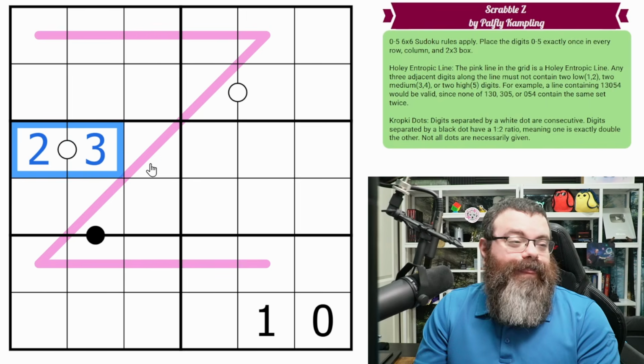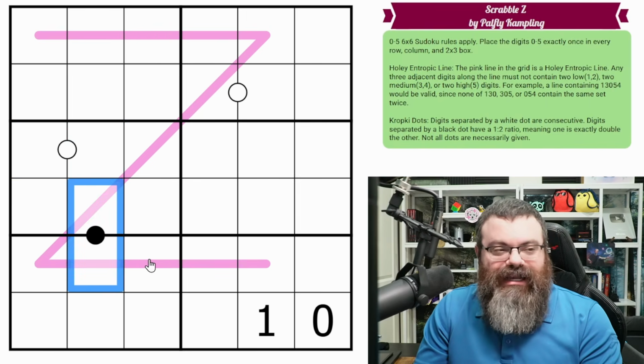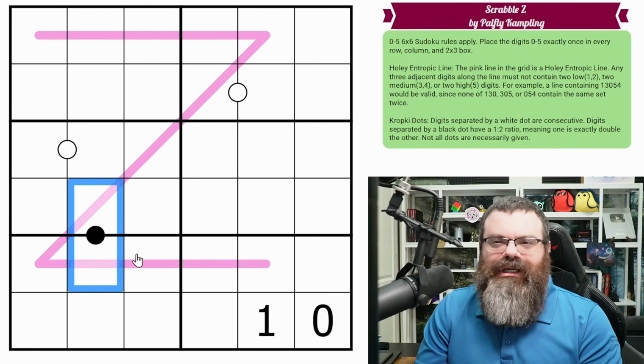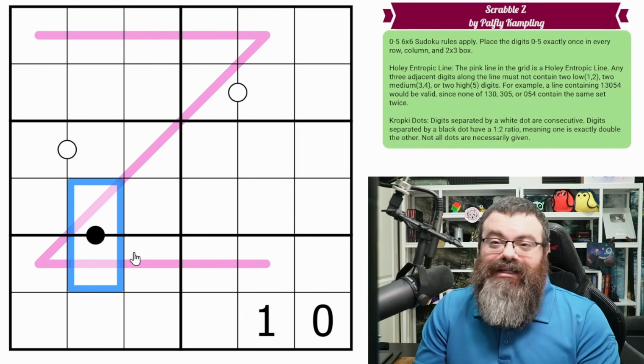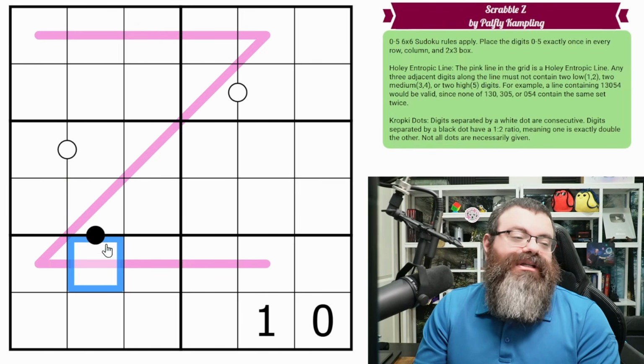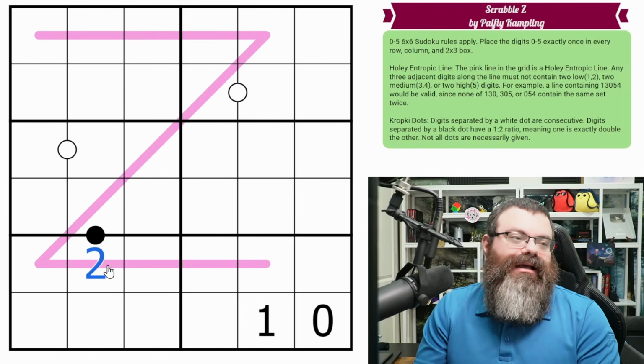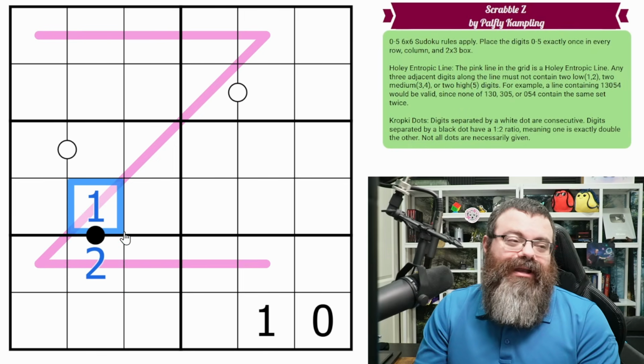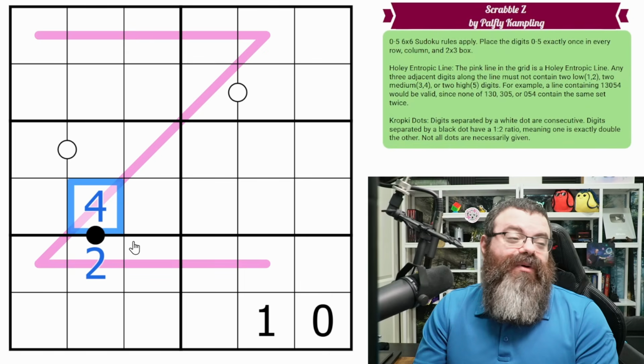so that they are consecutive with each other. In addition to that, the black dots have a 1 to 2 ratio, meaning one is exactly double the other. So whatever the low digit is, say we have a 2, it could be halved to 1, in which case the 1 is the low digit and it gets doubled to make 2. Or this could be a 4, where 2 is the low digit and it gets doubled to make a 4.